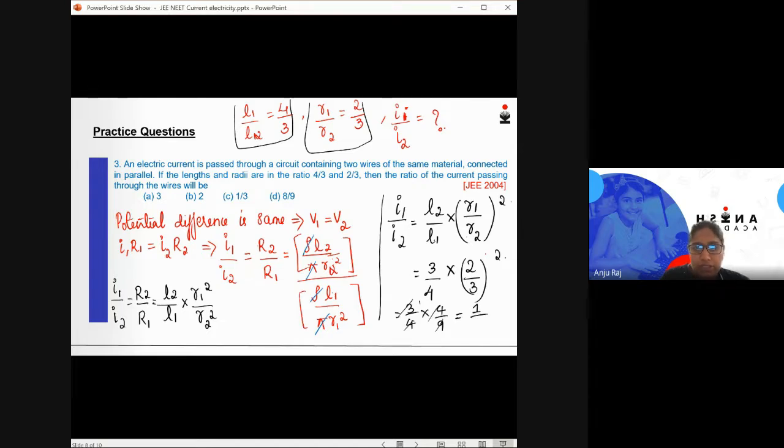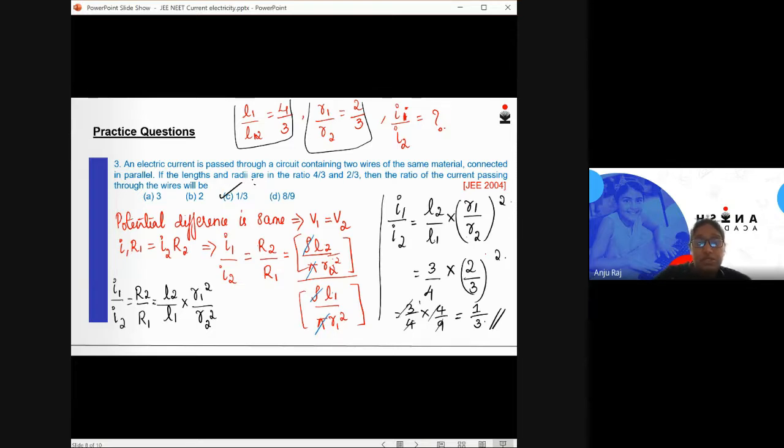1 divided by 3. This is your answer, which is your option C. So this is the answer. They have connected it in parallel. So the formula you just need to, the circuit diagram, rough diagram, you will be able to do from that. Whatever ratios they have given, you can use. The only thing is you need to remember the potential difference is the same. So apply the formula. It is easy to get like that.